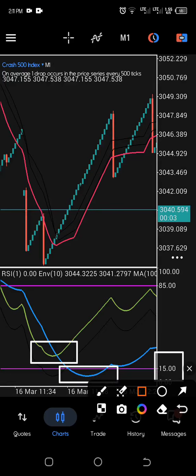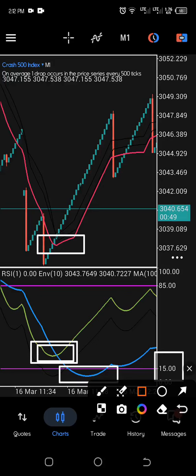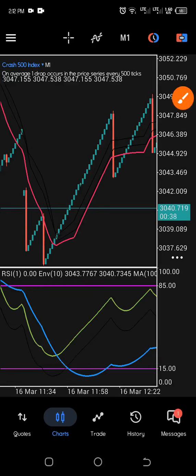Once you confirm these two things, we should see that the price has already broken above the Bollinger Bands. After the price breaks above the Bollinger Bands and a candle crosses the envelope line without touching the 15 levels, we enter our trade from there, and then we target our 20 to 30 candles. So that is how you use the strategy on the Crash index.